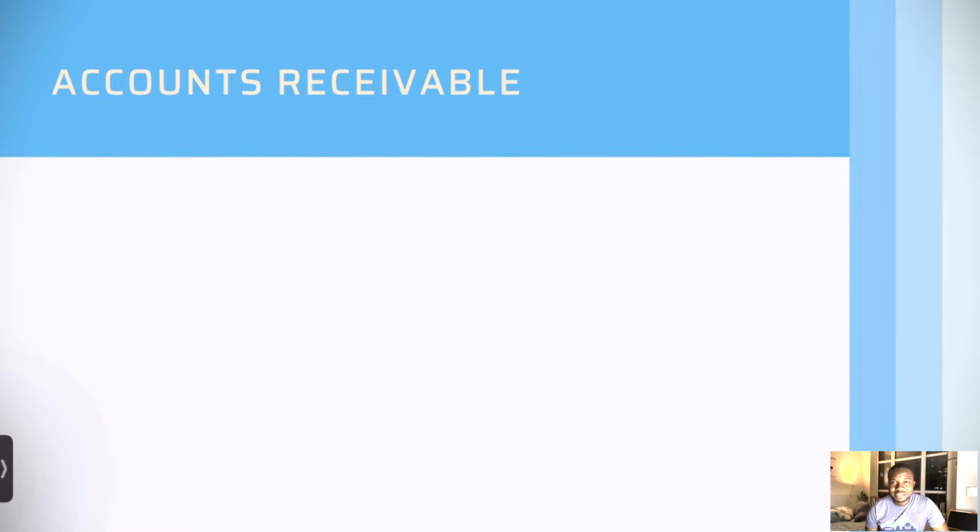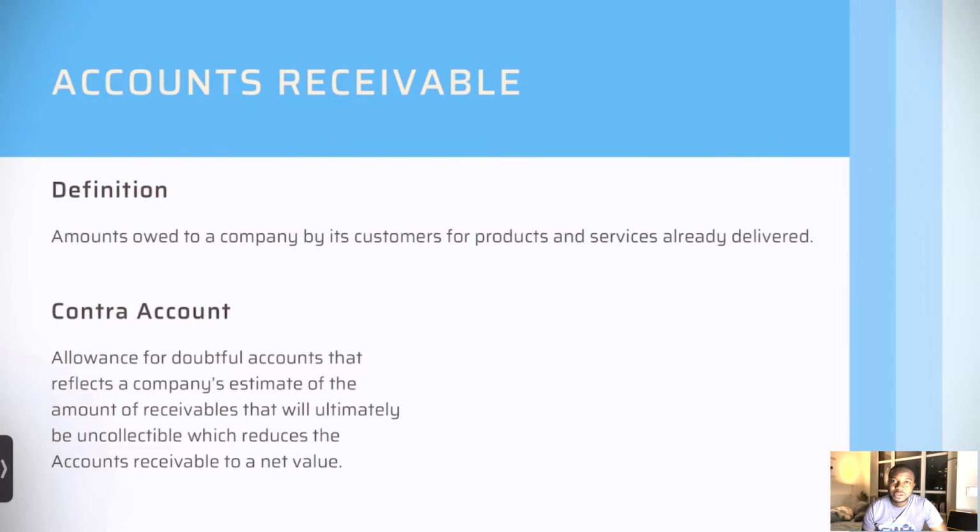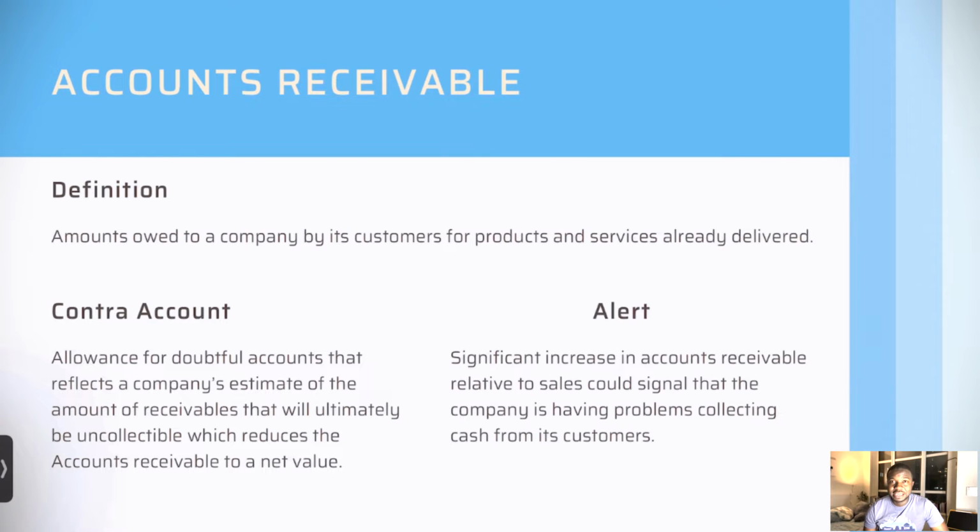Next is account receivables. These are the amounts owed to a company by its customers for products and services that have already been delivered. An important concept here is the contra account, which estimates the amount of receivable that is uncollectible and therefore reduces the account receivable to a net value. It is important to note that a significant increase in account receivables relative to sales is a signal that the company is not able to collect cash from its customers.